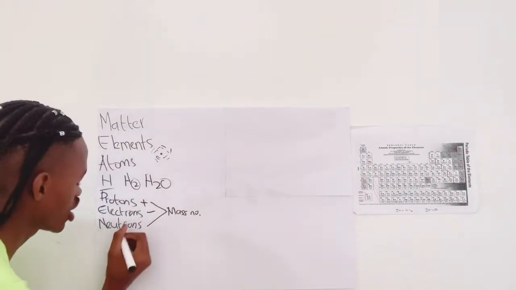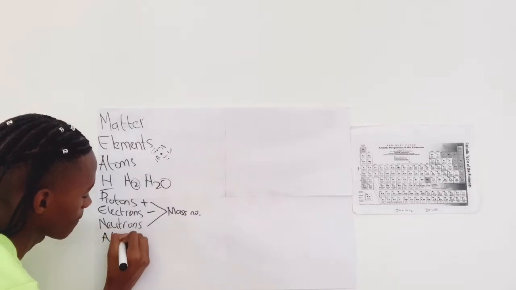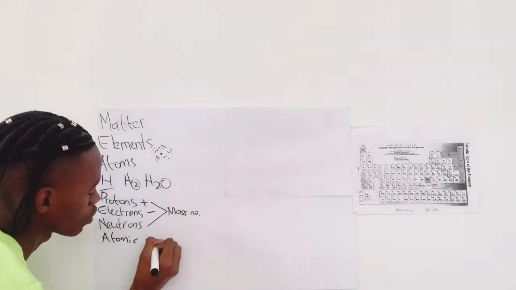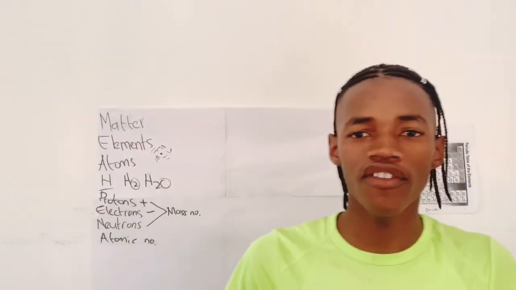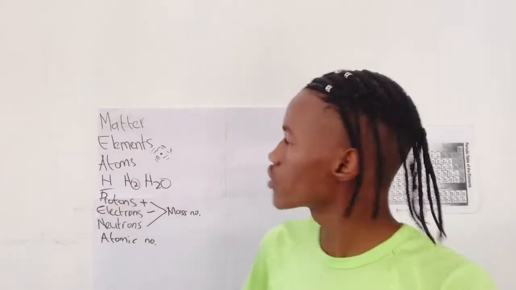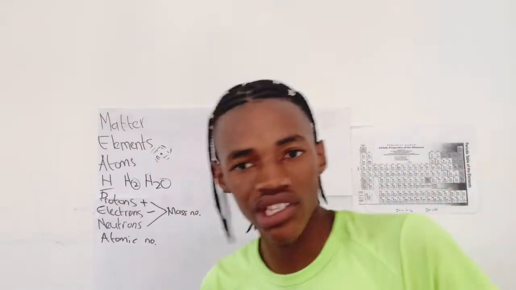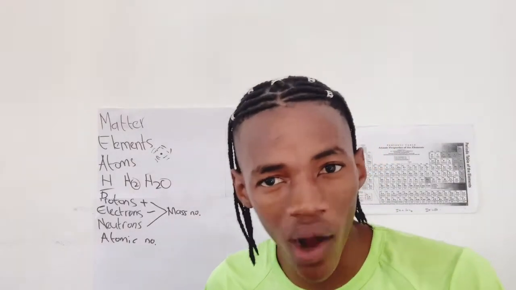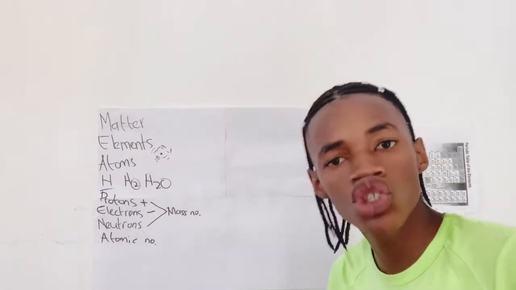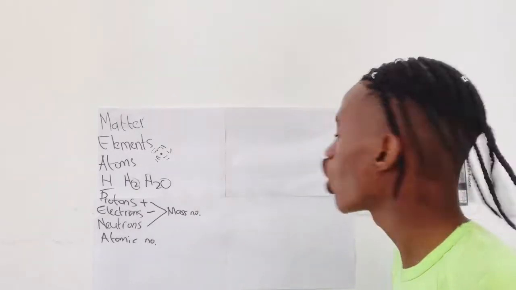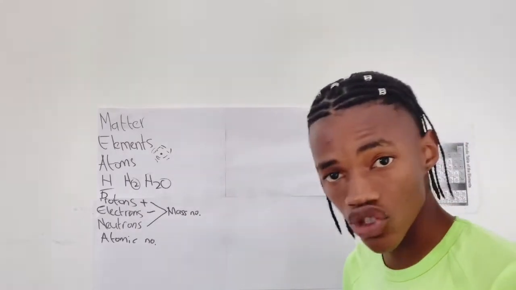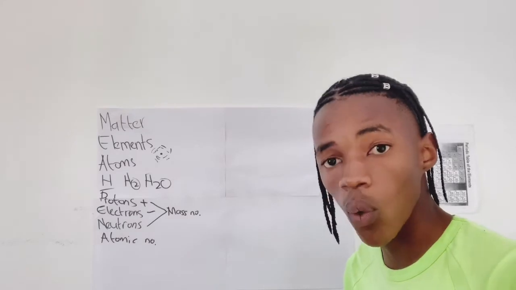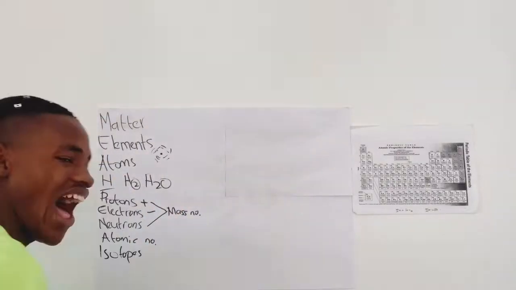And then the atomic number is the same as the number of protons, right? So hydrogen, which is number 1, has 1 proton, it has an atomic number of 1. And then for helium it is 2, for lithium it is 3, for beryllium it is 4, and so on to the next one and next one and next one.